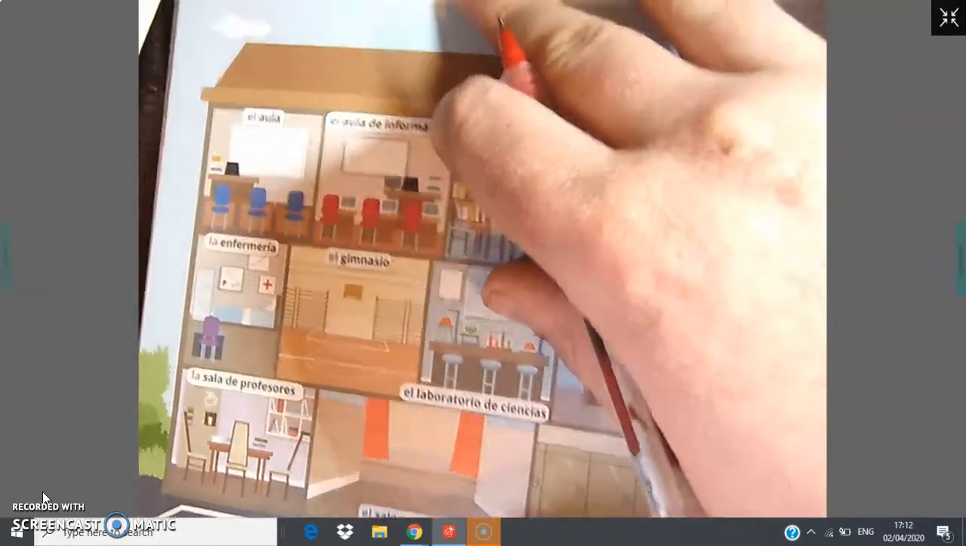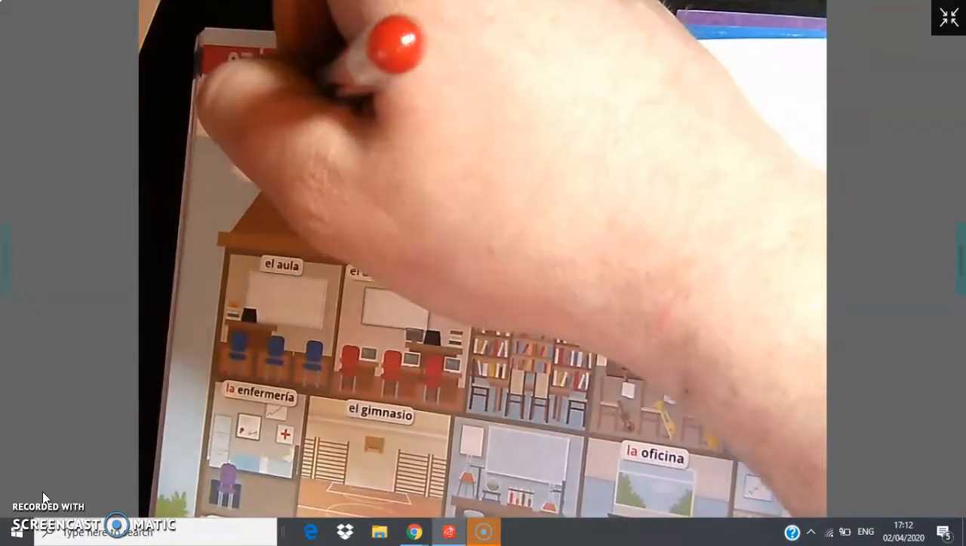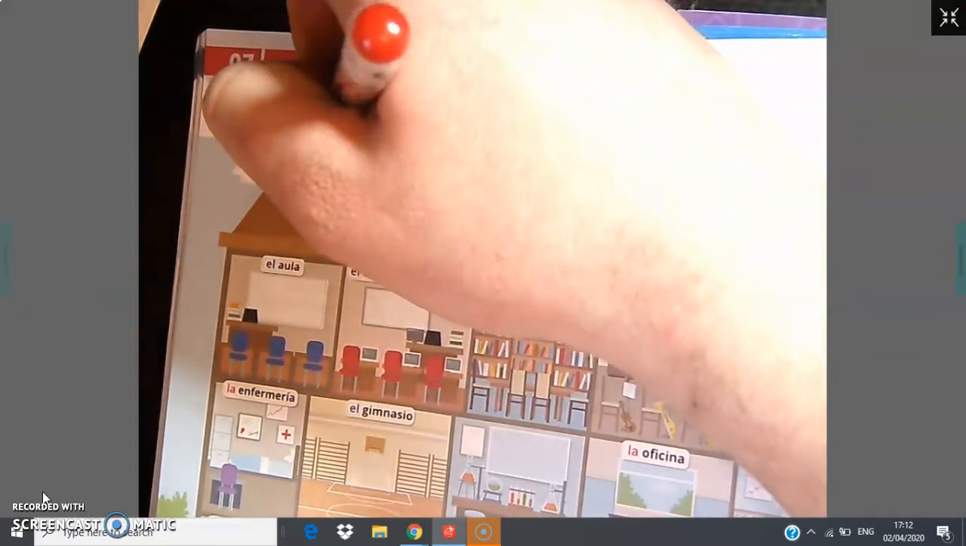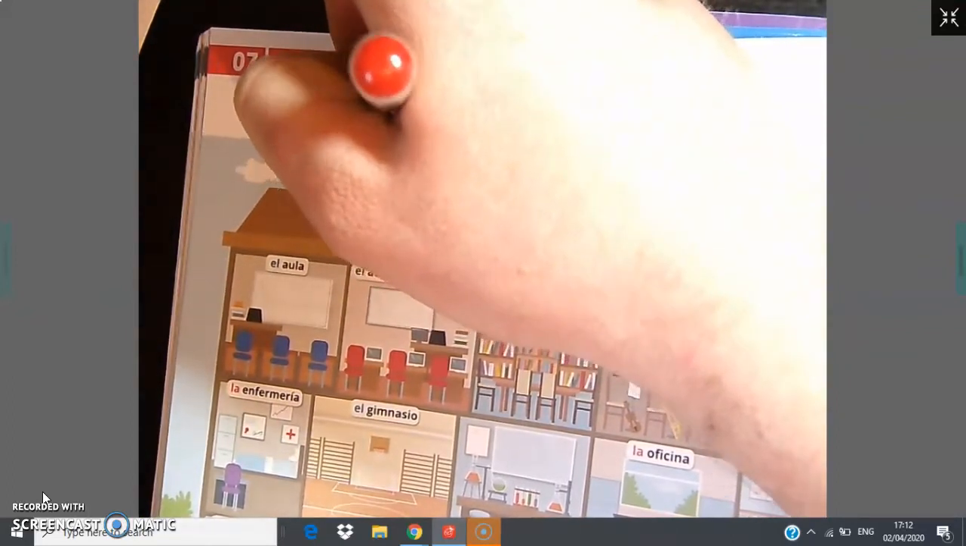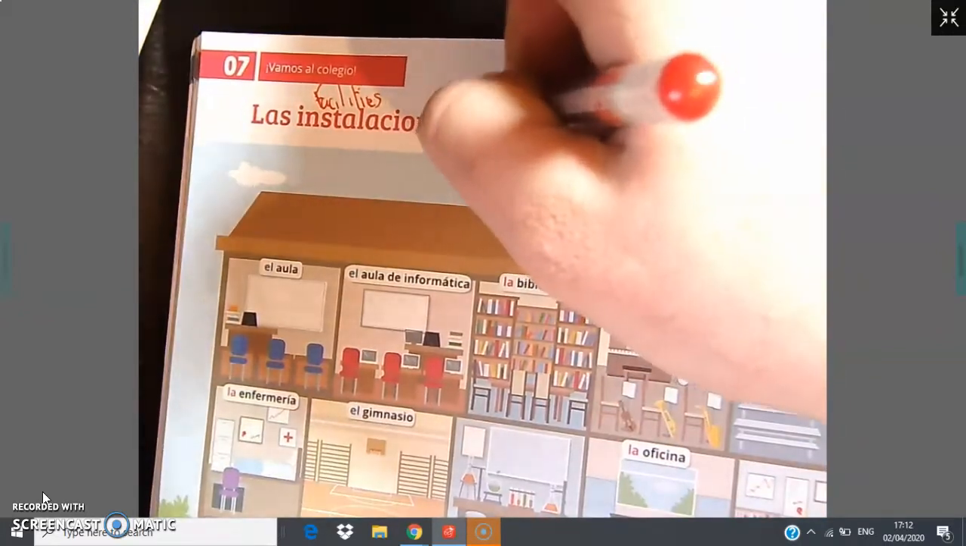If you look at the top, the title here is Las Instalaciones del Colegio Instituto. So instalaciones is your facilities. Del Colegio Instituto, so the facilities of the school. Remember, colegio is secondary school.